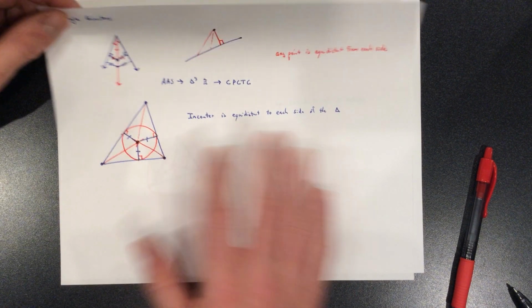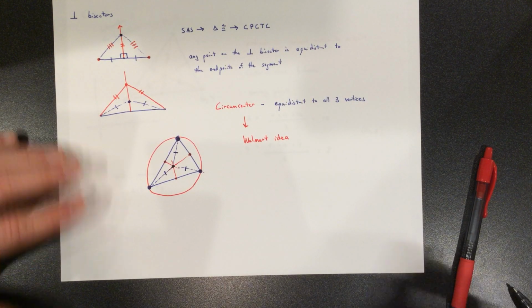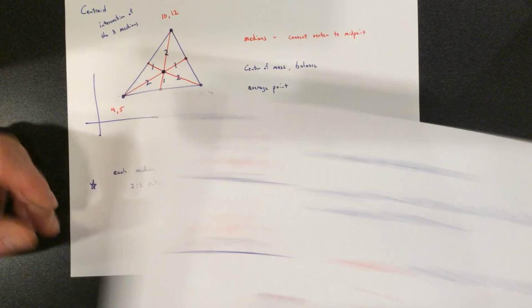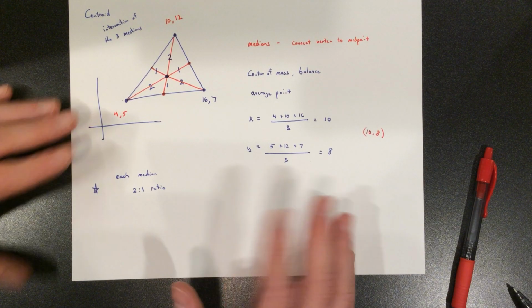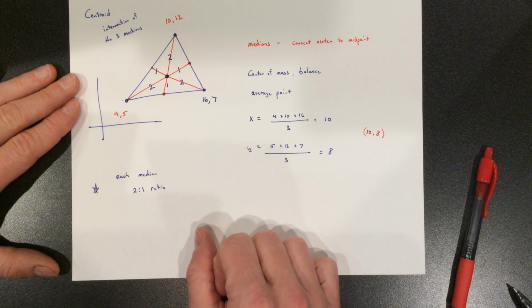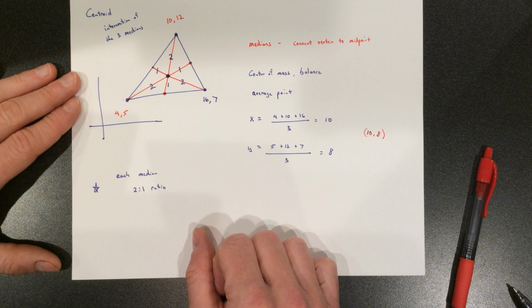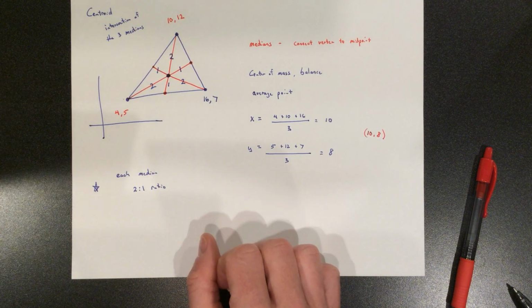But certainly incenter, circumcenter, and centroid are all things you need to understand. And they each have their own little properties. They're each constructed in a different way. And you got to review them. Okay? Hopefully this helps.